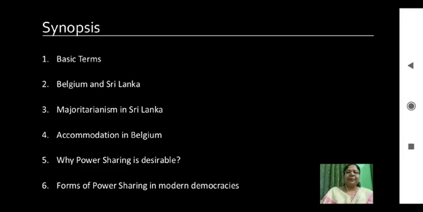As you can see, there are certain basic terms like power sharing, which we just discussed. Apart from that, we are going to talk a little about the population of Belgium and Sri Lanka. Then a new concept called majoritarianism in Sri Lanka, and another concept of accommodation. Something was accommodated in Belgium. What was that? We have to discover.